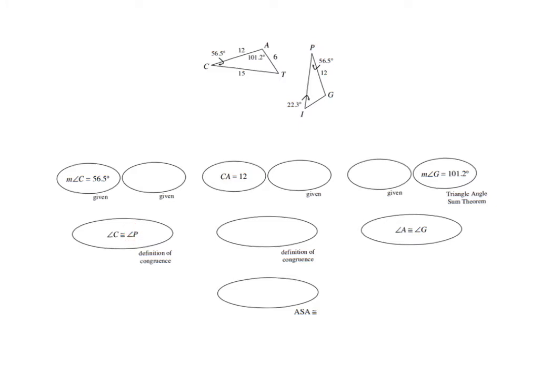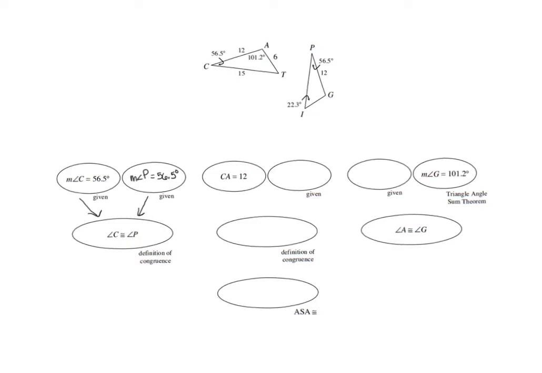When I go find the measure of angle P from my diagram, I notice that it's 56.5 degrees. Now, over here in my proof, I have the right information to say that the measure of angle C and the measure of angle P are equal, and so I can say angle C and angle P are congruent by the definition of congruence. Notice I put my reason with the bubble.